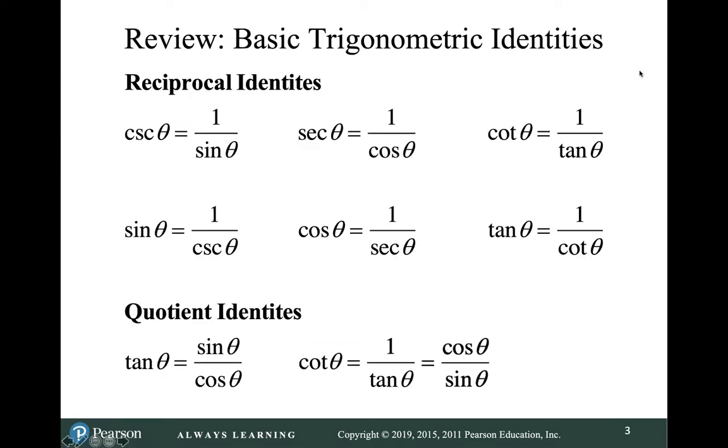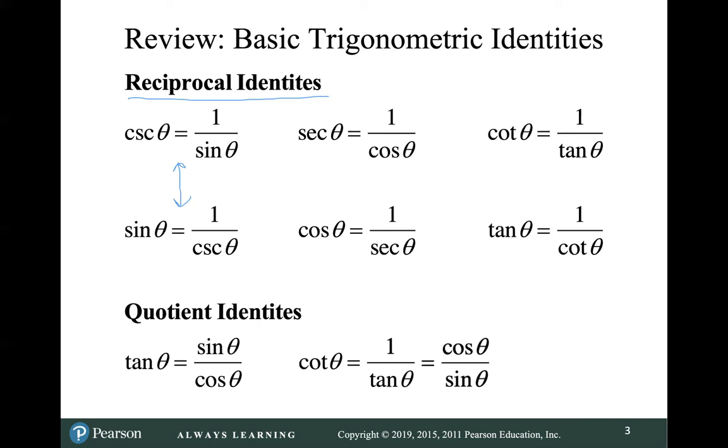So let's start out with our basic trigonometric identities. We have our reciprocal identities. These should be familiar. In the past, we've taken these as definitions. The difference between a definition and an identity is that an identity is always going to be an equation. If you notice, each of these identities has two parts that correspond.